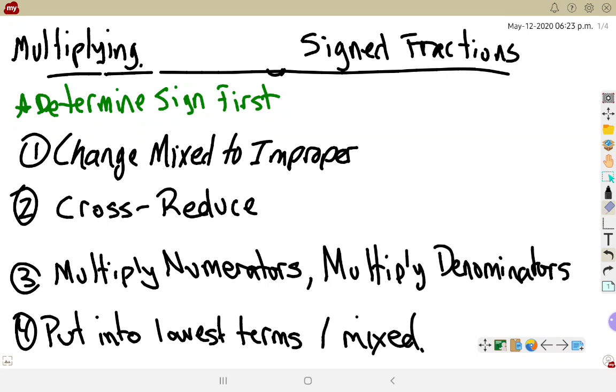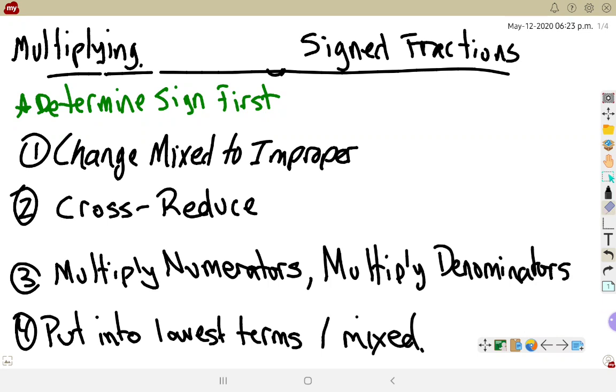So that would be my recommendation, is figure out the sign first. That way you're not messing around and dropping negatives as you're going through all your computations. Okay? So like adding and subtracting, I'm going to change any mix to improper. Then we're going to make sure we do what we call cross-reducing, and if you've forgotten, I'll show you what it looks like in just a minute.